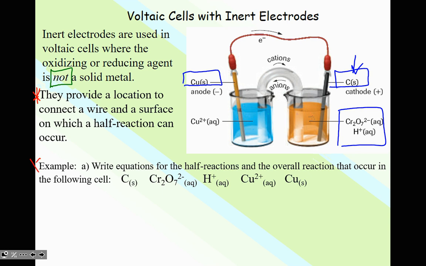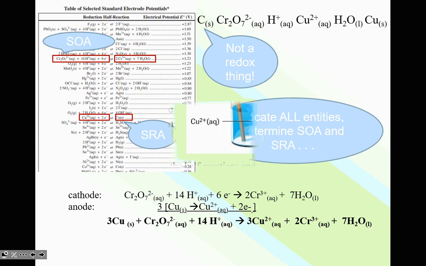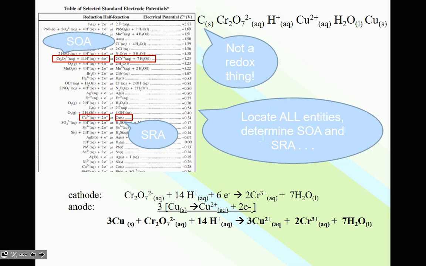Here's an example. Write equations for the half reactions and the overall reaction that occur in the following cell. So this is the cell we're talking about. We're going to list our entities, and I'll show you on the other page. Here's all of our entities. This time we have not a metal electrode. Because we have an inert electrode, we're actually using the electrolyte. The chromate ions are right here, and the copper is still here, and the copper ions are here.